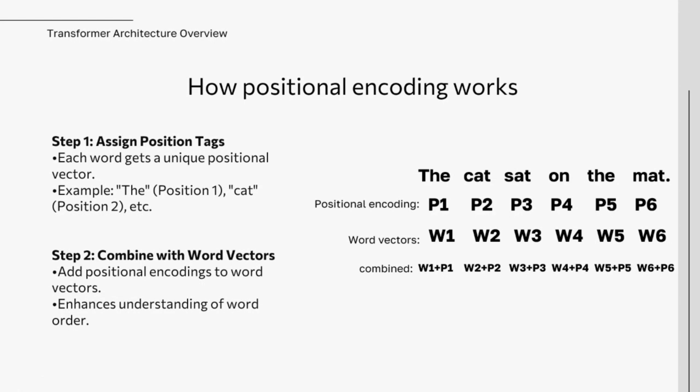And then the next step is to combine these positional encodings with word vectors. These position tags are combined with the word vectors, so the representation of cat is adjusted to include both its semantic meaning and its position in the sentence. This combined representation allows the transformer to understand that cat comes before sat and mat, thus preserving the sequence's order and context.